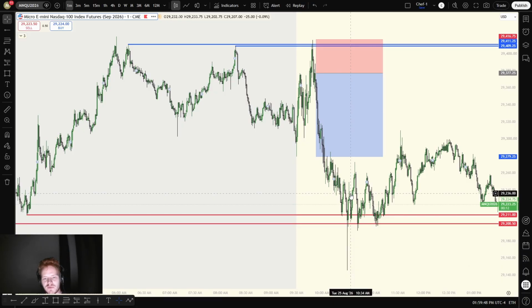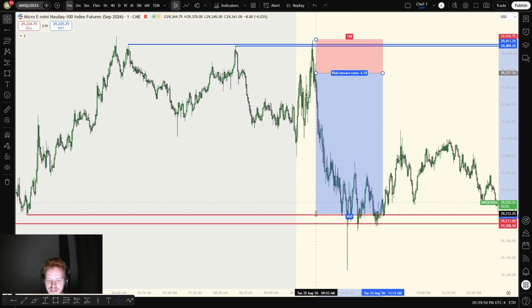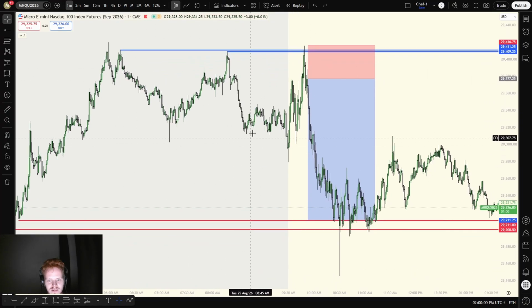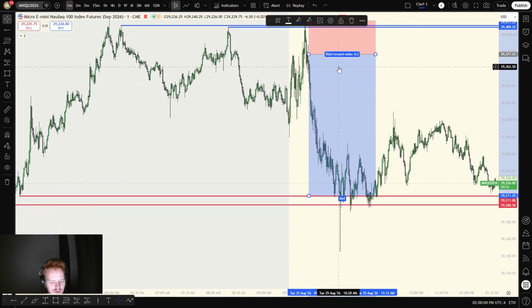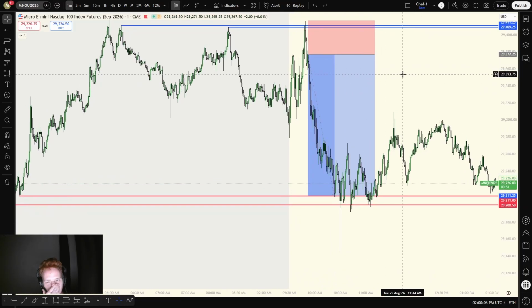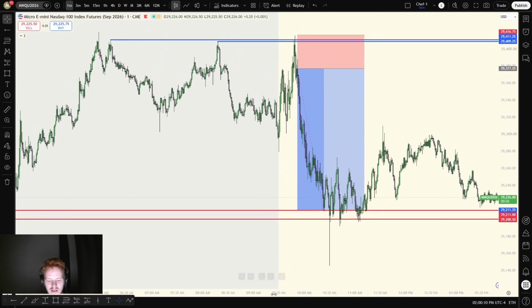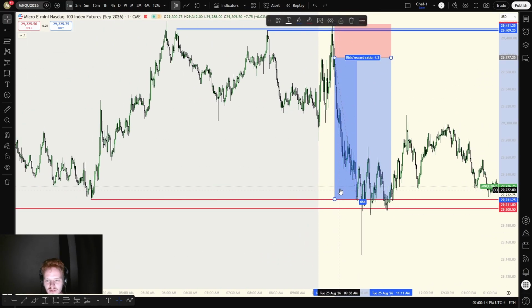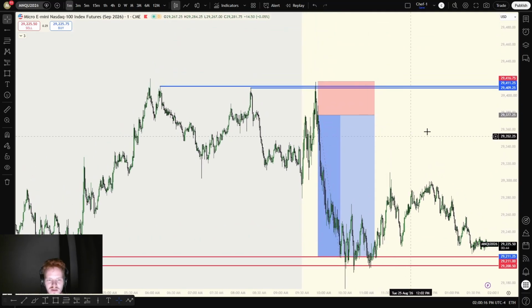Today was actually perfect in terms of showing an example where we can plot out our entries. We confirmed we want to short. We just took out these highs. Boom. Enter a short, wait for our market structure confirmations, fair value gaps, order blocks, breaker blocks, whatever. Target the low for our trade.